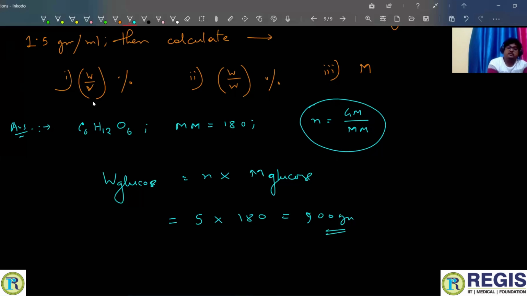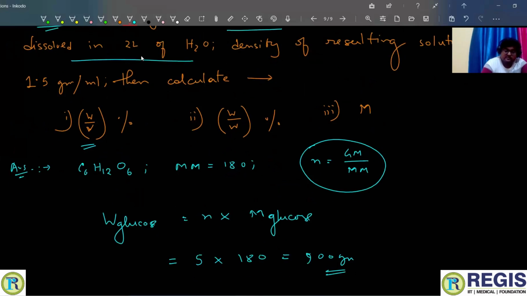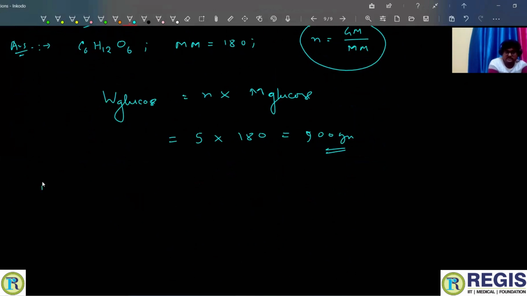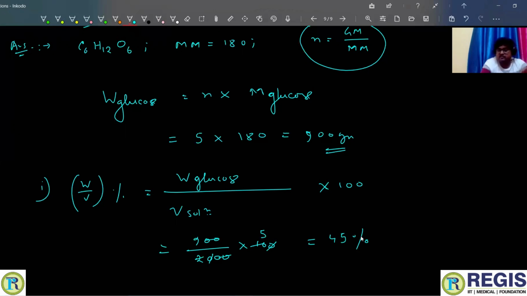Okay. Now what you have to find? Weight by volume percent and weight by weight percent. Now the volume of solution which is given is 2 liters. So if you write down the first question, weight by volume percent. What is the weight by volume percent? It means weight of glucose by volume of solution into 100. Now what is the weight of glucose? Weight of glucose is 900, volume of solution 2 liter means 2000 ml, into 100. Just go for calculation. You get 45%. That is the answer of the first question.